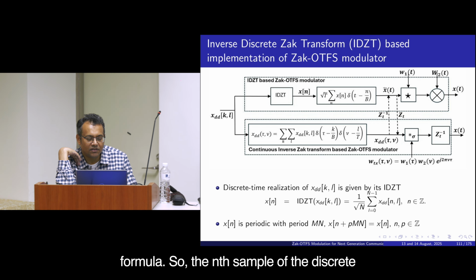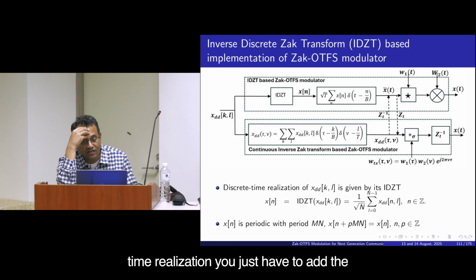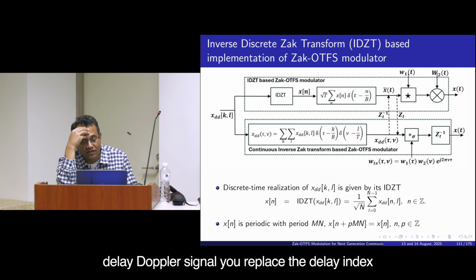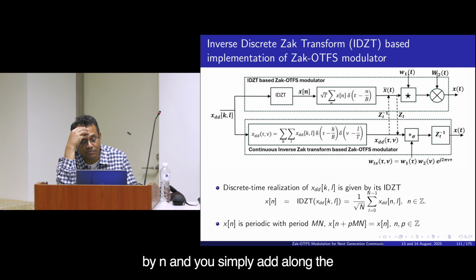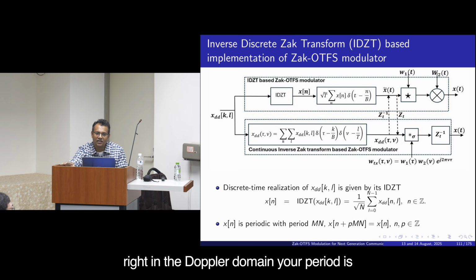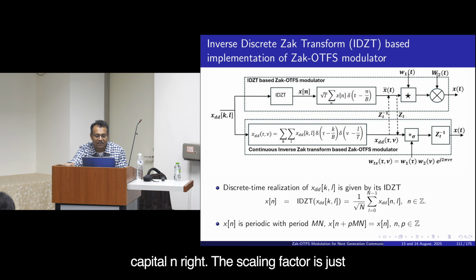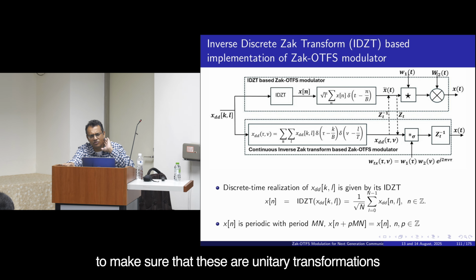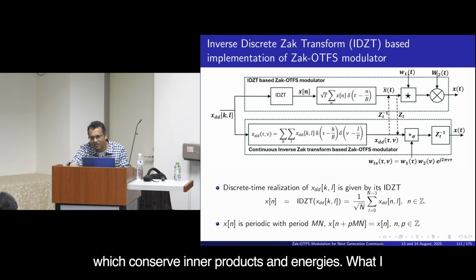So the nth sample of the discrete time realization, you just have to add the delay Doppler signal. You replace the delay index by n, and you simply add along the Doppler indices from L equal to 0 to n minus 1, because after that it repeats. In the Doppler domain, your period is capital N, right? The scaling factor is just to make sure that these are unitary transformations which conserve inner products and energies.